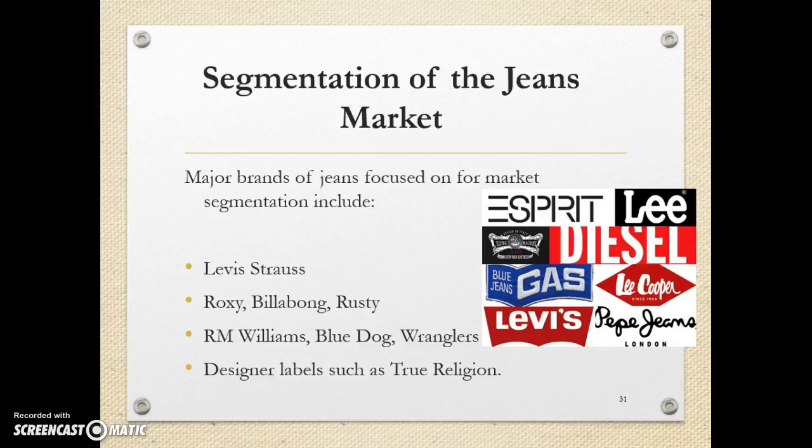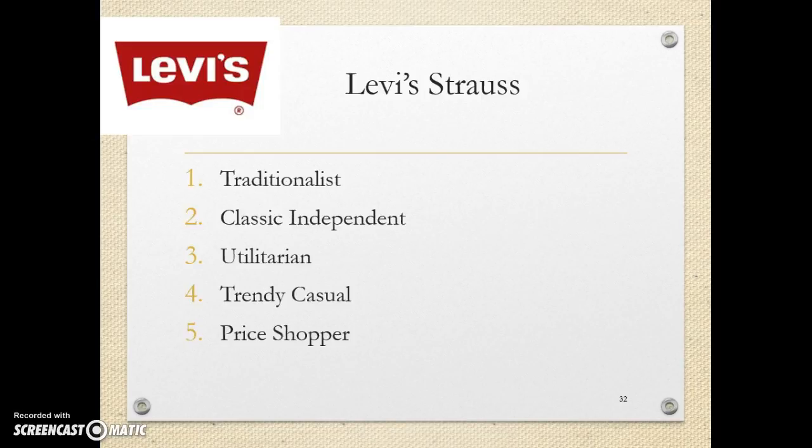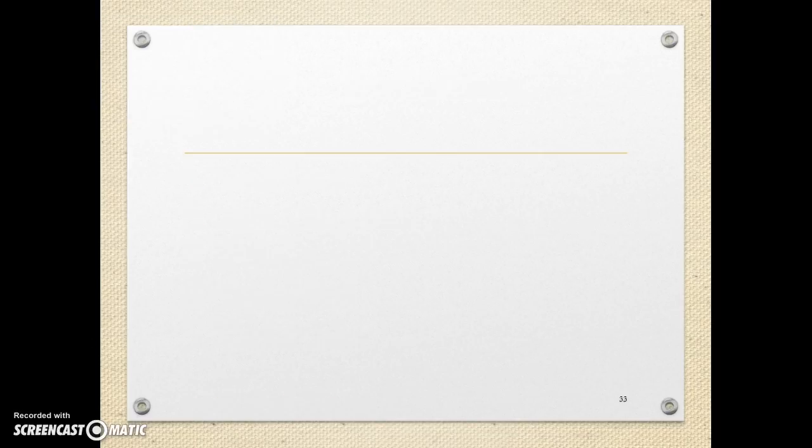So we have different brands like Levi's, Roxy, R.M. Williams, and of course designer labels such as True Religion, as well as some of the jeans that are sold through discount outlets like Big W, Target, Best and Less, and so forth. If we look at Levi's and look at that link there, they've got traditionalist, classic independent styles, utilitarian, trendy casual, and their price shopper. That's who they're sort of targeting in their segments.